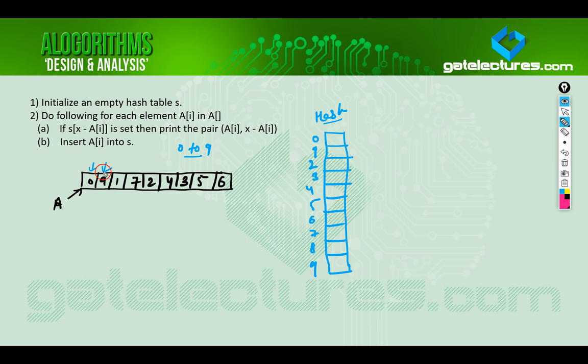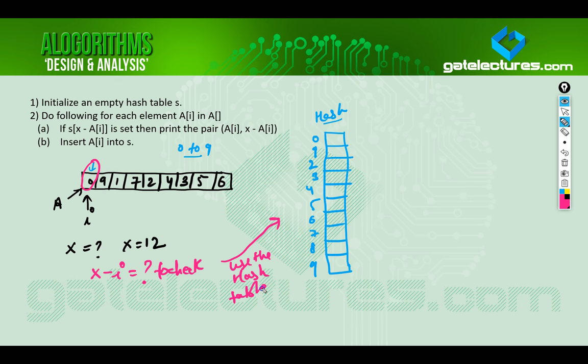Therefore, what we are going to do here is take two pointers. First of all, the first pointer is going to be I. Now, generally, when we say that we need a number X, this X can be anything. Let us say this X is 12. We need to find whether two numbers exist whose sum is equal to 12. Now, what we can do is take this number which is represented by I. For example, the first number which is represented by I is 0. So we are going to do x minus I, and then we are going to check whether this number exists inside this array or not. And to check this, we are going to use this hash table.